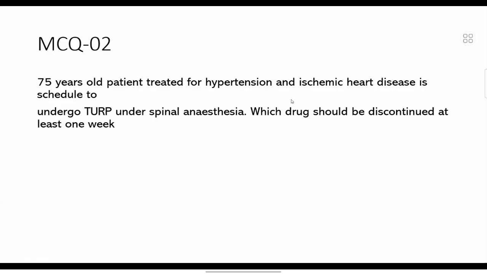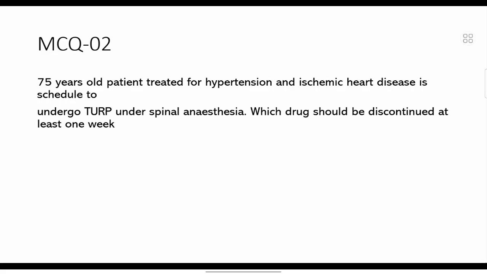OCP, what we have to do is withdraw the patient from the OCP 1 month prior to the surgery. That is one thing regarding the OCP. So in the female patient, we have to get the history, and if the patient is on OCP, we have to stop it 1 month prior to the surgery.